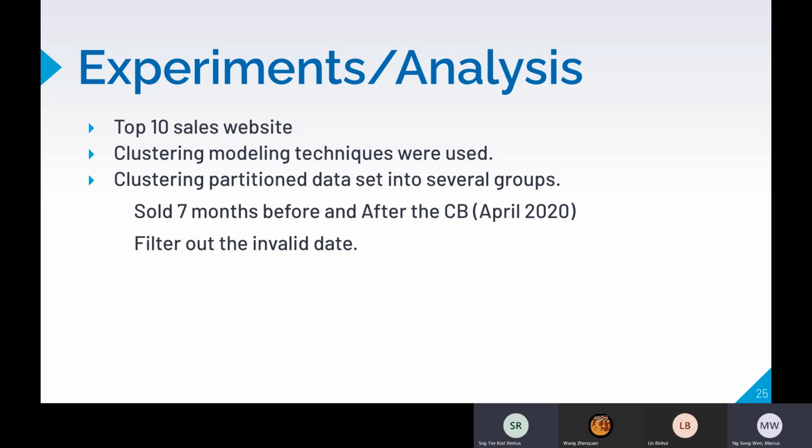Okay, experiments and analysis. We sifted out the top 10 sales websites. Clustering model techniques were used, and we need to partition the data set into several groups. So basically, the analysis will start 7 months before and after the circuit breaker. We need to filter out all the invalid dates as well.